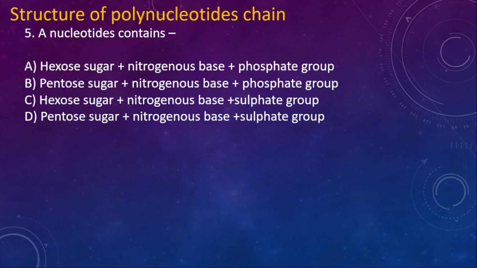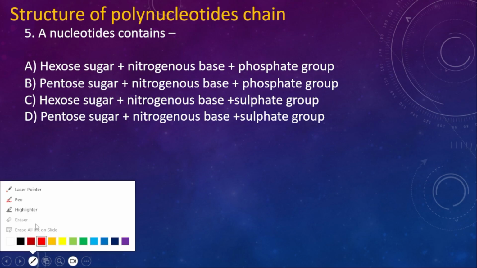Next question, the fifth one, from the concept structure of polynucleotide chains. A nucleotide contains A, hexose sugar, nitrogenous base, phosphate group, B, pentose sugar, nitrogenous base, phosphate group, C, hexose sugar, nitrogenous base, phosphate group, and D, pentose sugar, nitrogenous base, and sulfate group. Here the right option is B, pentose sugar, nitrogenous base, and phosphate group.